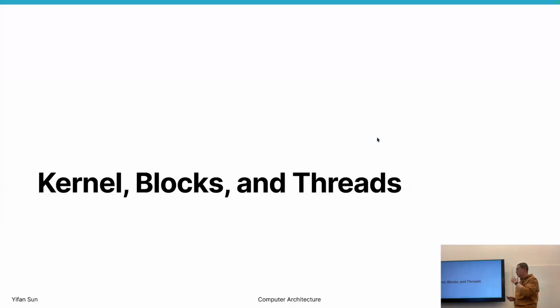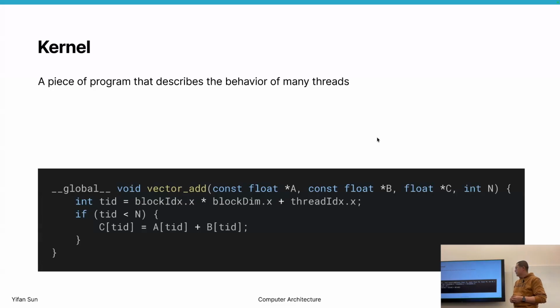Okay. Then let's talk about kernels, blocks, and threads. So this is the vector add kernel. The first line is a very important line that in many GPU programs you will see something like this. A kernel is a piece of program that describes the behavior of many threads. And for GPUs, the number of threads can be very large. I would say it's typically rather reasonable to write this type of GPU program to calculate one piece of data per thread.